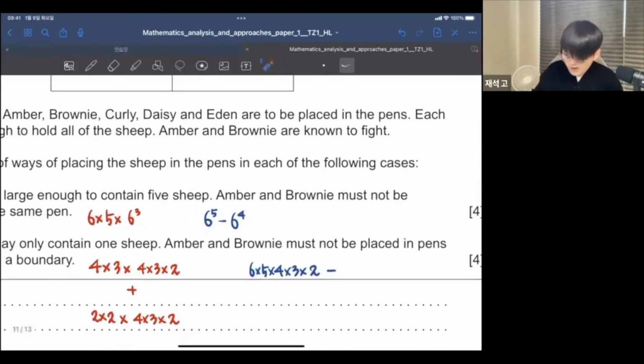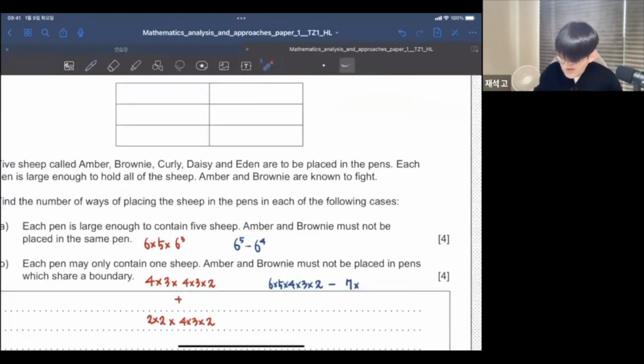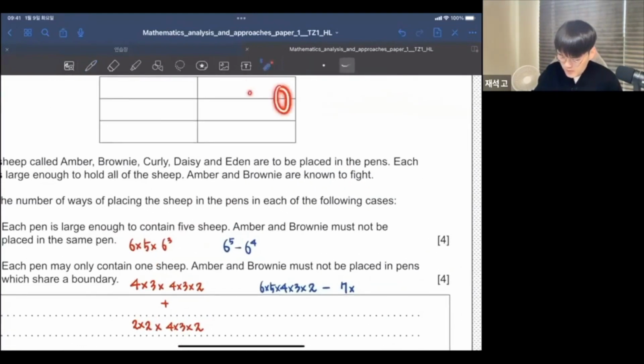In the case of sharing the boundary, 7 things multiplied by A and B, if we share them like this, whether we put A and B like this or like this, it's another case. Multiply it by 2. When Amber and Brownie share the boundary, 7 times 2, it's not the end. We also need to add the remaining C and D, and there are no restrictions. So we can just put in 4 times 3 times 2 for C and D.